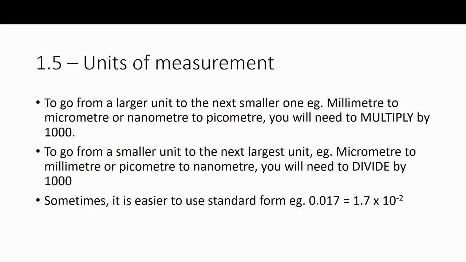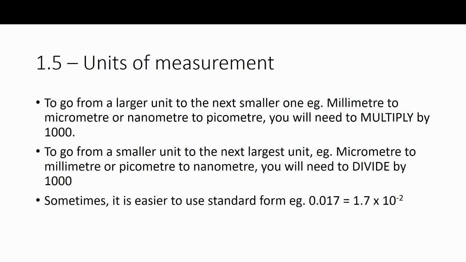1.5 looks at units of measurement. To go from a larger unit to the next smaller one, i.e. from millimetres to micrometres or nanometres to picometres, you will need to multiply by 1,000. To go from a smaller unit to the next largest unit, e.g. the micrometre to the millimetre or the picometre to the nanometre, you will need to divide by 1,000.